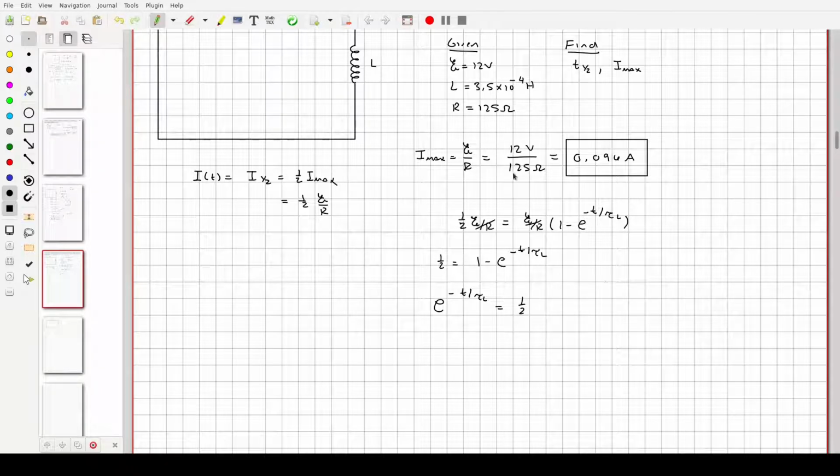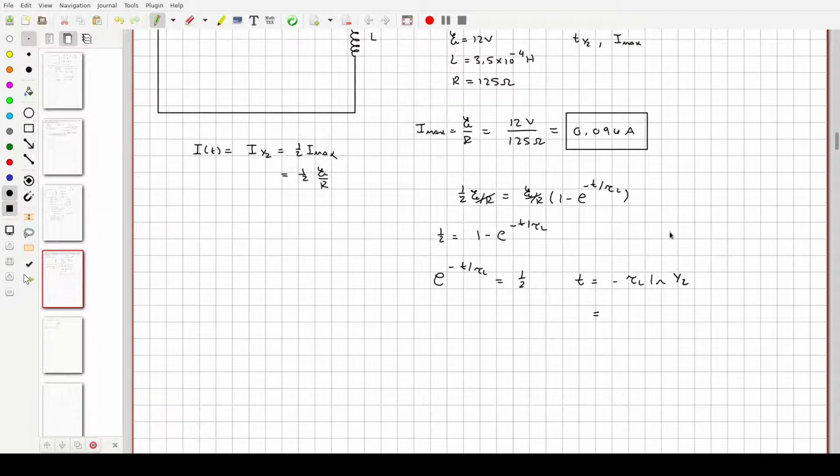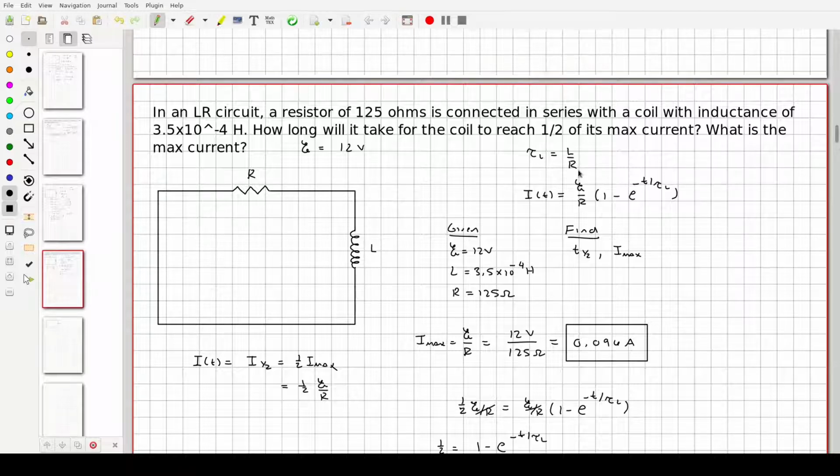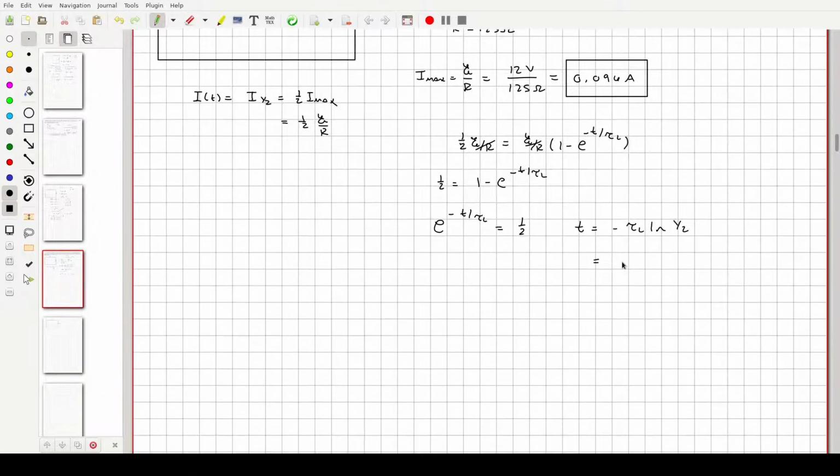This should be reminiscent of a problem that we've worked previously dealing with capacitance. And if I take the natural log of both sides and rearrange some stuff, what I get is that T is equal to minus tau sub L times the natural log of 1/2. Now tau sub L, if you remember, is just L over R. So L over R, minus sign out in front, natural log of 1/2.